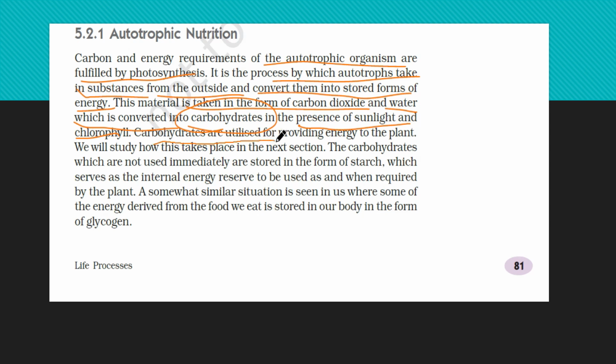Carbohydrates are utilized for providing energy to the plants. We will study now how this takes place in the next section. The carbohydrates which are not used immediately are stored in the form of starch. When the carbohydrates are immediately used in certain processes in plants, they are utilized, but the part which is not being used is stored in the form of starch. Is it clear? They are stored in the form of starch, and from this reserve they are used as and when required by the plant. A somewhat similar situation is seen in us also, when some of the energy derived from the food we eat is converted into glycogen.